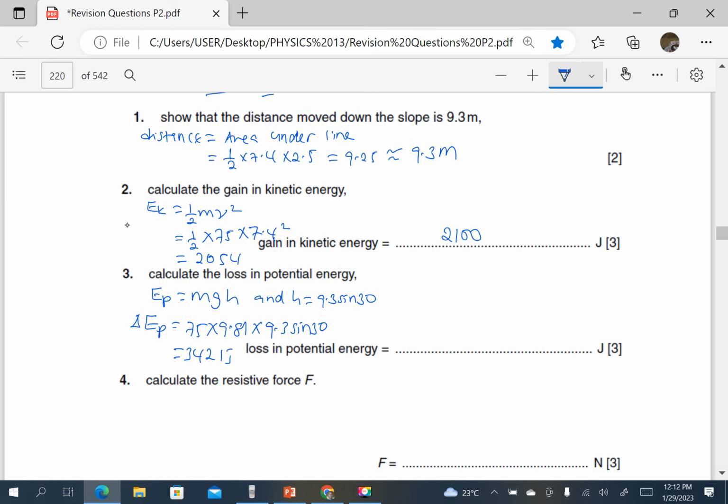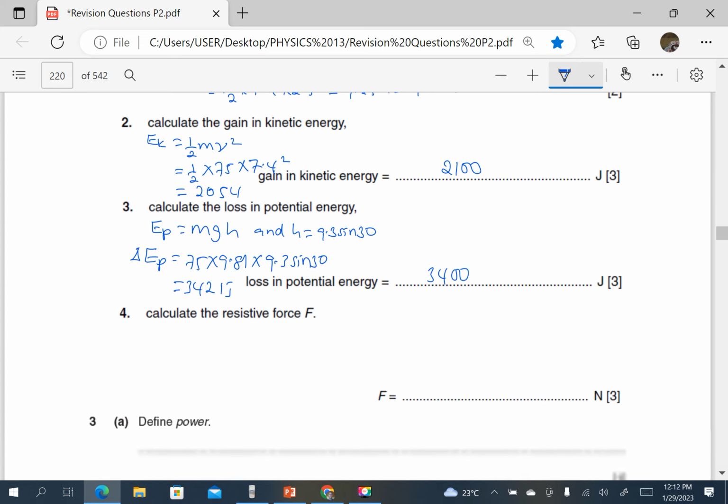3421 joules, which is 3400 joules. Then calculate the resistive force. We have seen the gain in kinetic energy is not equal to the loss in potential energy. It means some work is done against resistance.